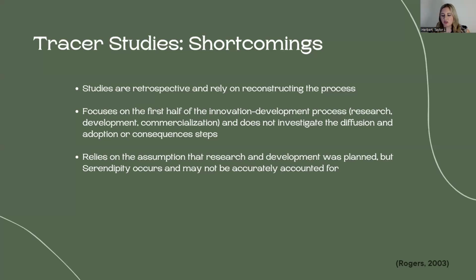And the last one is that tracer studies rely on the assumption that whatever research and development happened was completely thought out, planned, and was going to occur. They do not take into consideration that serendipity not only occurs, but serendipity occurs a lot. And so they don't account for that, and they're relying on assumptions of planning and organization and things that maybe they should reconsider, as well as take into consideration serendipity.